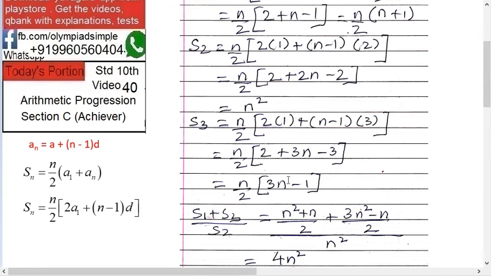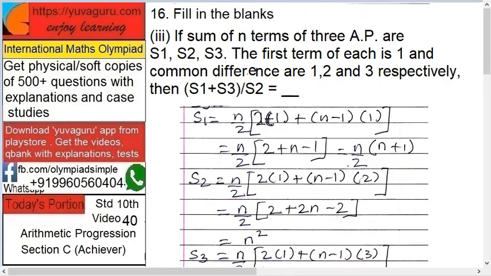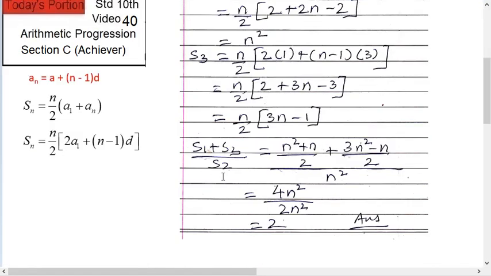Now S3, n upon 2 into 1 plus n minus 1 into 3. Solve this: 2 plus 3n minus 3, right? That is 3n minus 1. So n upon 2 as it is. So S3 equals n upon 2 into 3n minus 1.